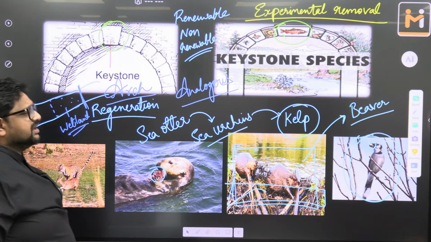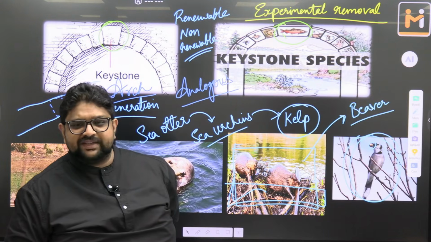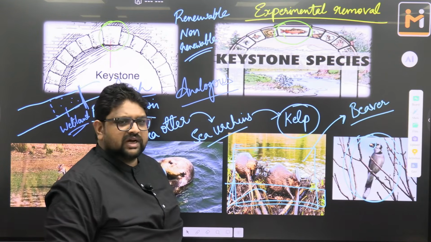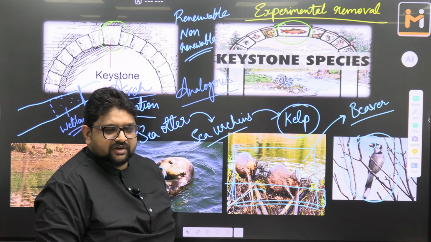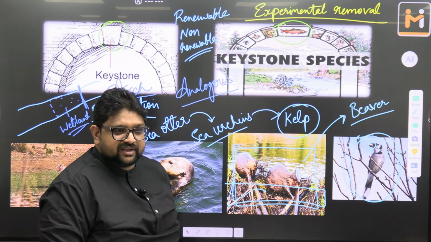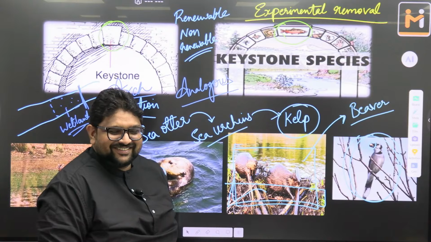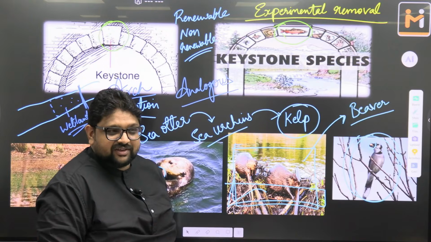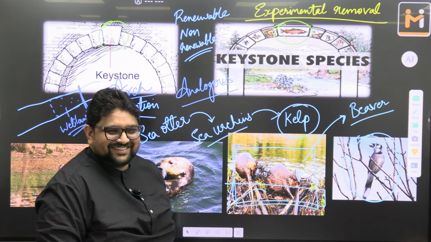Example, you can write tiger in a grassland, tiger, blue jays. Did you understand how it plays out? What happens when we remove the keystone species? You should be a keystone species in the society. People should think that if this person is not there, then the entire society will collapse. Try to become a keystone species.